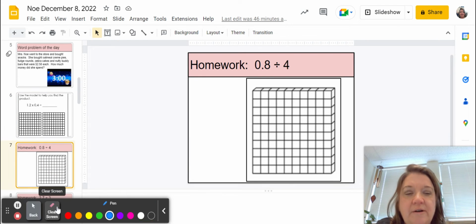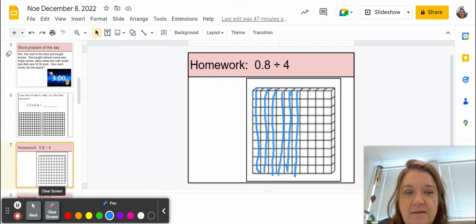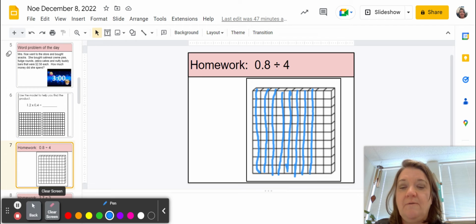This is what we did for homework. So now we're dividing. 8 tenths divided by 4. So if I do 8 tenths, I'm going to shade 8 tenths. There's 1, 2, 3, 4, 5, 6, 7, 8. Okay, that's 8/10, and I'm dividing them into 4 equal groups. 4 equal groups. I'm going to circle different groups.